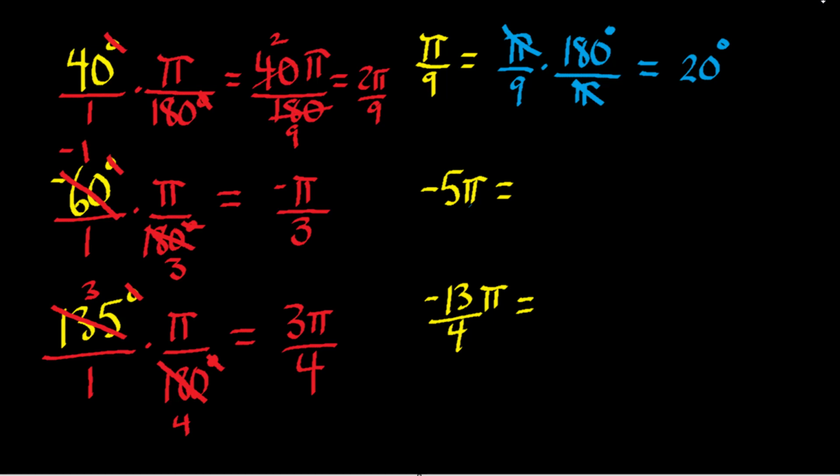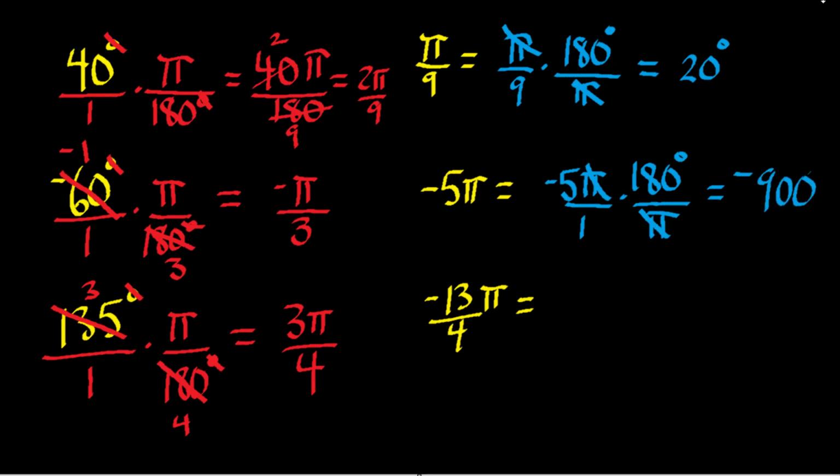For this next problem, we can multiply -5 over pi, by putting a 1 under it, by 180 degrees over pi. The pi's will cancel, and -5 times 180 is -900 degrees.